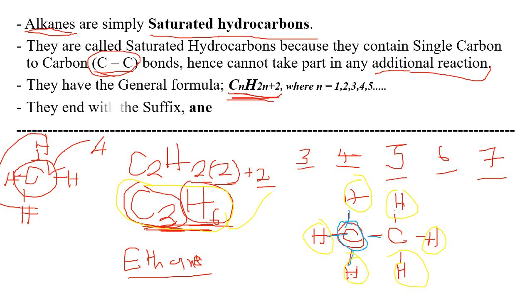So in that manner, I've already mentioned they end with the suffix what? ane. So if you have 1 carbon, methane; 2 carbons, ethane; 3 carbons, propane, in that order. All right, with that being said, let's proceed.